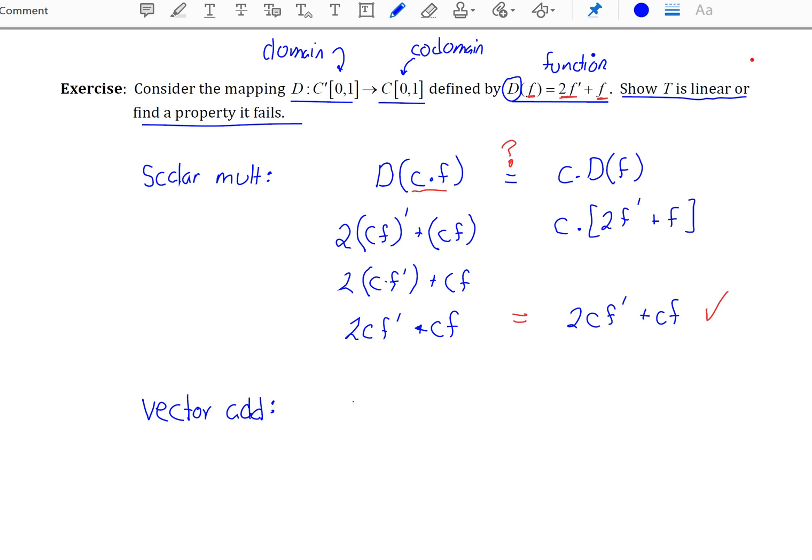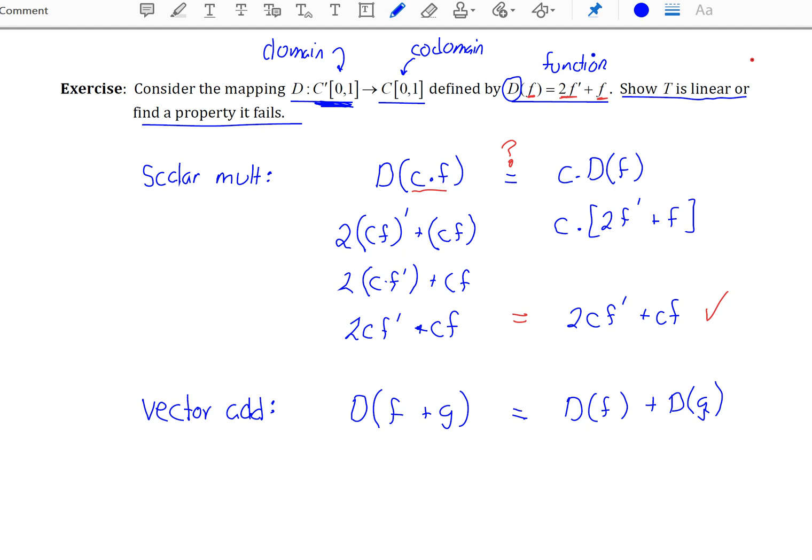Here we want to show that D of the sum of two functions in our domain, so maybe let's let f and g be the functions in our domain, is equal to D of f plus D of g, where f and g will be elements of our domain, so they'll have a continuous derivative on the interval 0 to 1. Now we can't do anything with f and g, we can't add them together since we don't know what they are, so let's apply D to this sum.